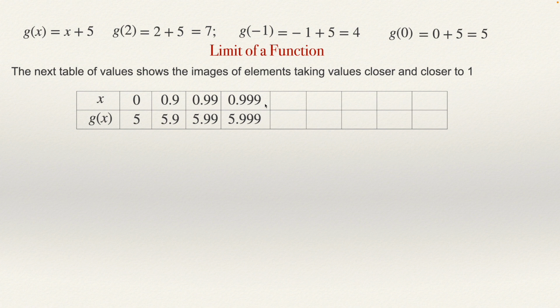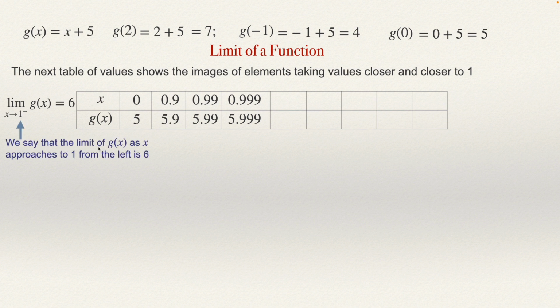But we are approaching 1 taking values lower than 1. These values 0, 0.9, 0.99, 0.999 are lower than 1. So actually what we are going to say is that the limit of g(x) as x approaches 1 from the left is number 6. And we write it in this way: the limit of g(x) as x approaches 1 from the left, so taking values lower than 1, and we are going to type this minus sign here as a power of 1. It means approaching from the left. So we say that the limit of g(x) as x approaches 1 from the left is 6.